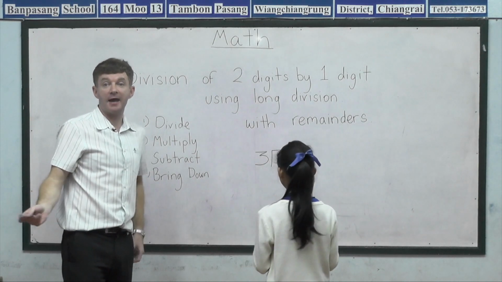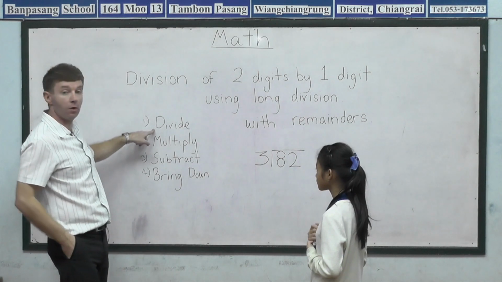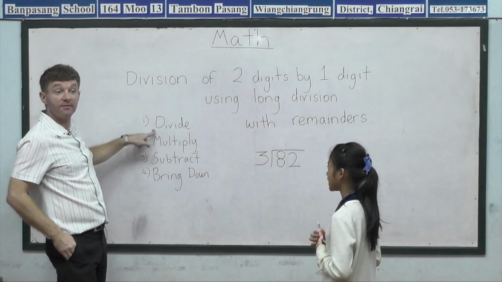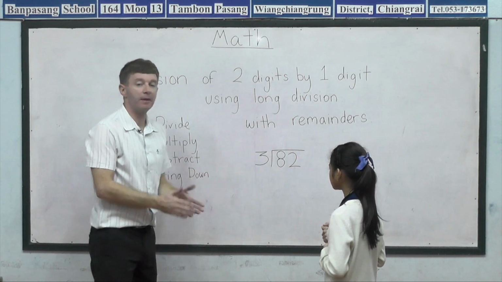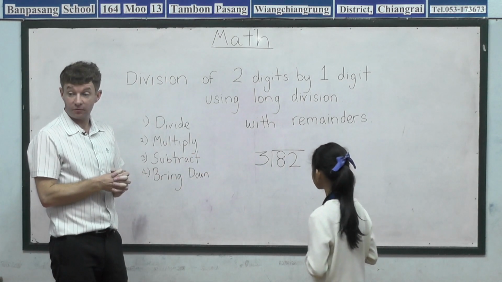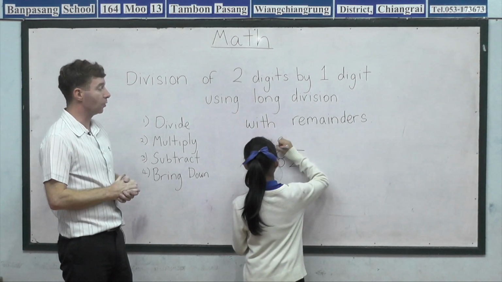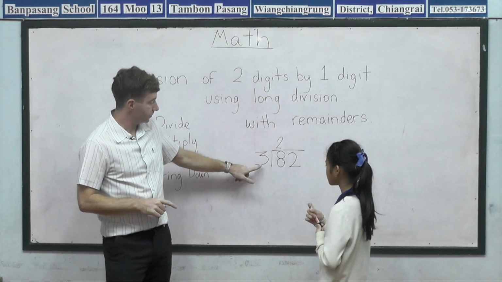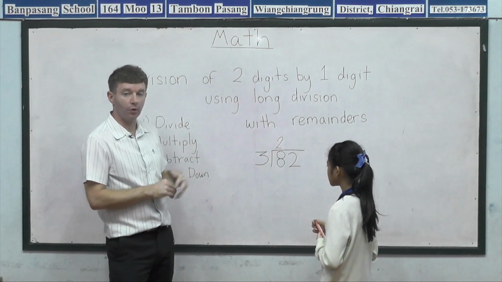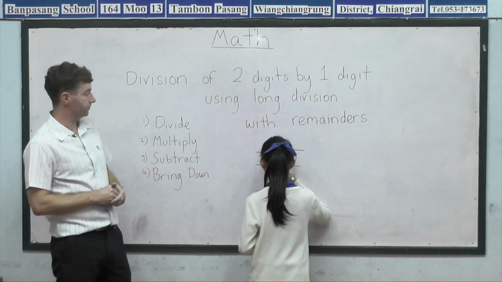So once again, guys, we go through the exact same format. Step number 1, divide. 8 divided by 3. 3 goes into 8 twice. Next step, 3 times 2 equals 6. So we write 6 here.